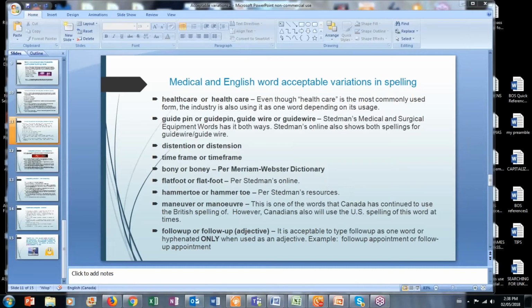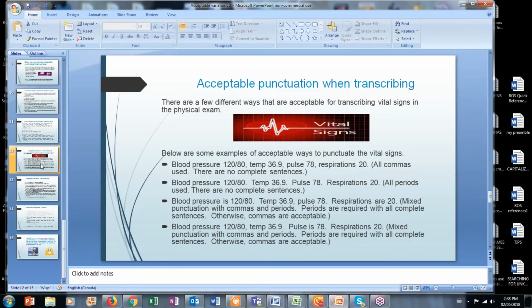Perfect. Okay, you want to check our next slide? Sure can. So our next slide is something on acceptable punctuation when we're transcribing.